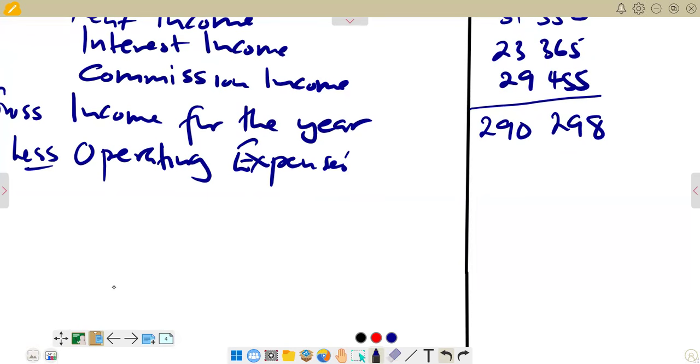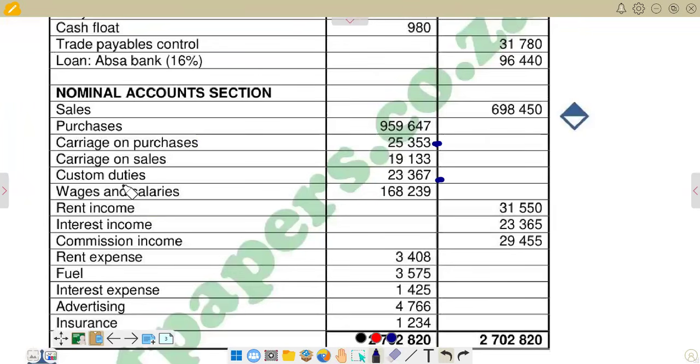So we go to the question to see what expenses we have in the question. Remember, you can always find them under the nominal account section. So we start from the beginning, go down to see what purchases we have. And we have got carriage on sales. Remember, carriage on sales comes under operating expenses, but carriage on purchases, we adjust it in the calculation of cost of sales. Very important to take note. So we have got carriage on sales, 19,133. Then we've got custom duties, 23,367. And then we've got wages and salaries, 168,239. So we can go and list those ones.